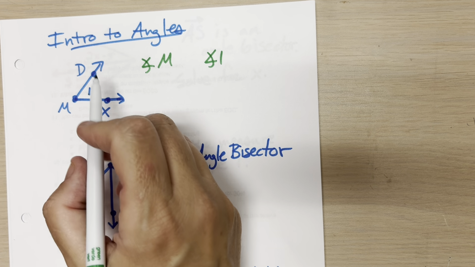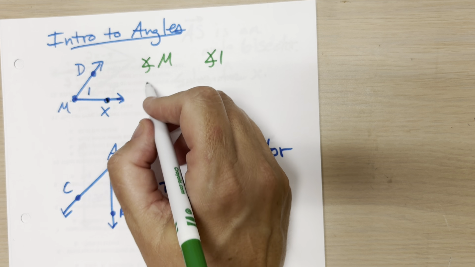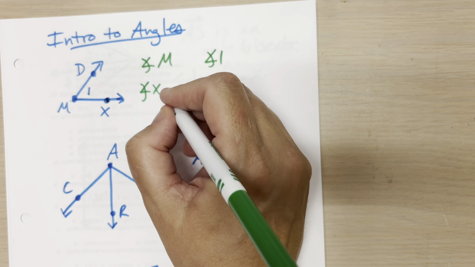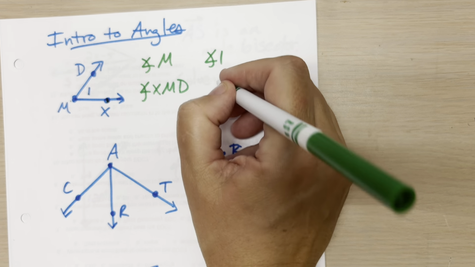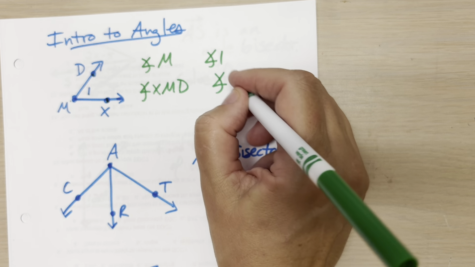You could also go from one of these points on the side and go around. So you could say angle XMD. And then finally, you could go the other way, angle DMX.